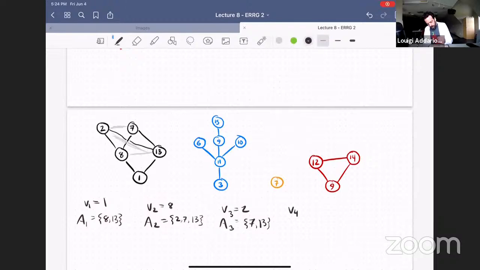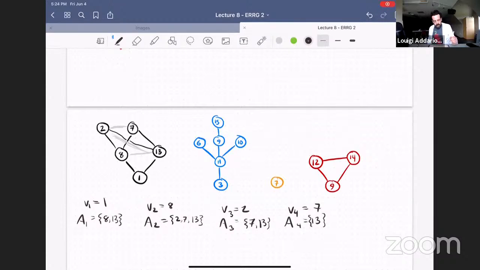So V4 will be 7. That's the most recently discovered vertex. But it doesn't have any new neighbors. So when we explore it, nothing gets added to the active set. So A4 is 13.